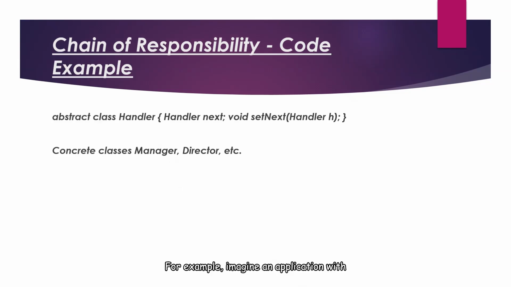For example, imagine an application with a request approval workflow. You can have different handlers: manager, director, vice president, each checking if they have enough authority to approve a purchase. If a manager can't approve a high value purchase, the request moves up to the director and so on. The handlers are decoupled and the chain can be adjusted easily without modifying the request initiator.